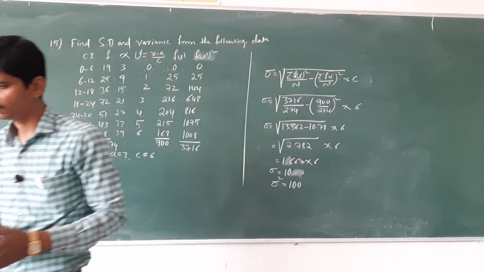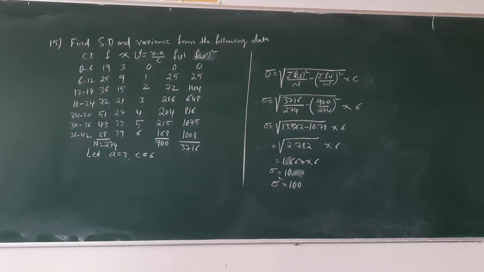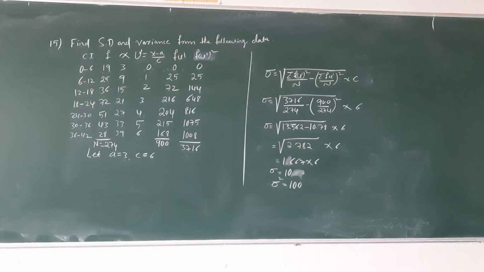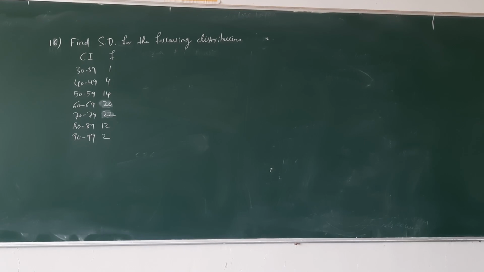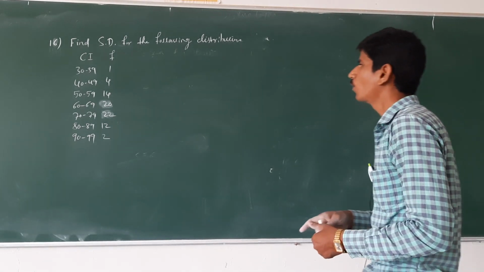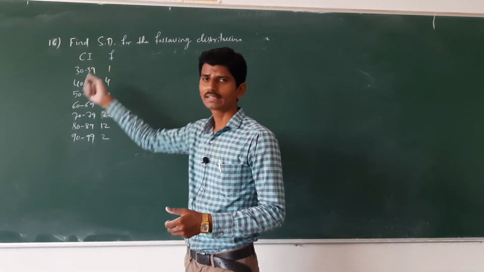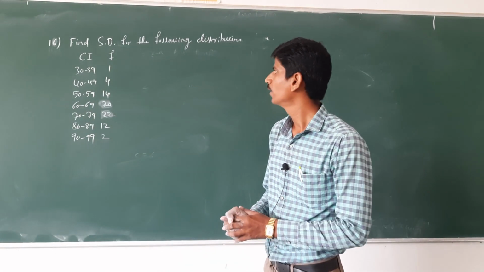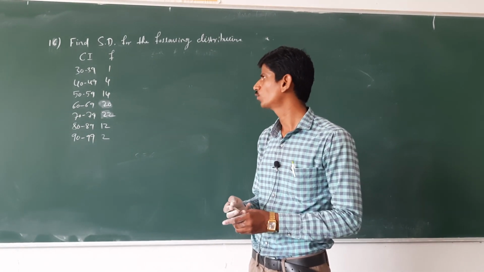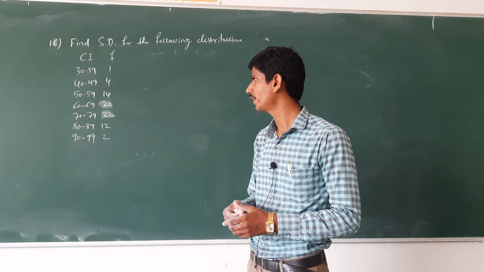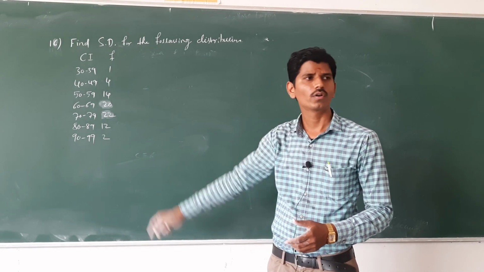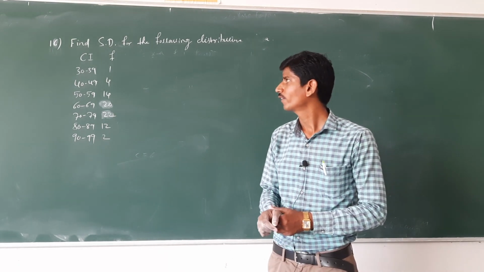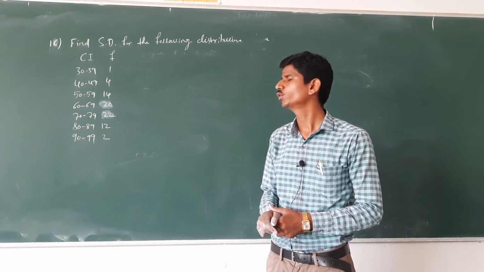Okay, the next problem. Next one is 16th. Calculate standard deviation for the following distribution. Find standard deviation for the following data. Here they are given class intervals with respective frequencies. Class intervals are 30 to 39, 40 to 49, 50 to 59, and so on up to 90 to 99, with respective frequencies 1, 4, 14, and so on up to 2. Here they are given inclusive class intervals. 30 to 39 is inclusive.